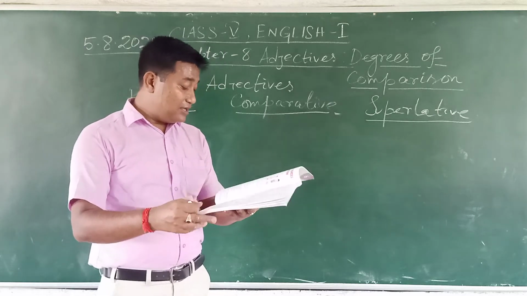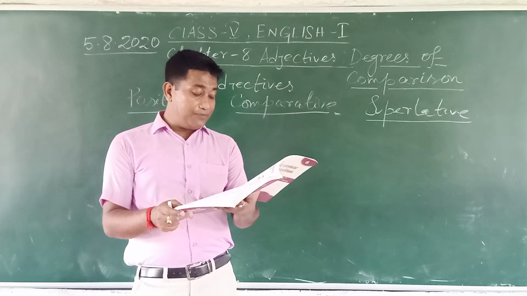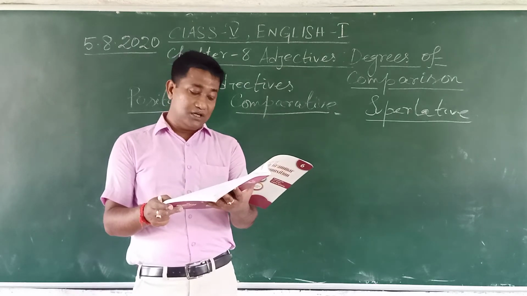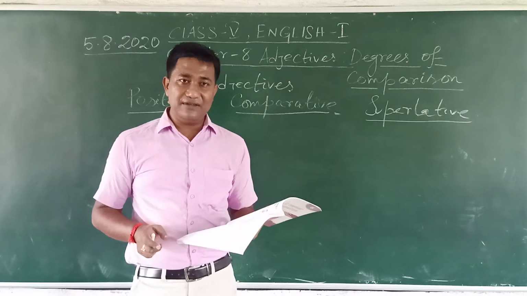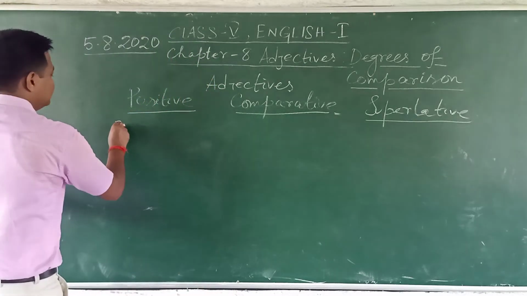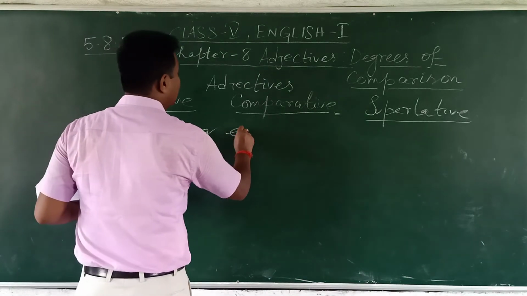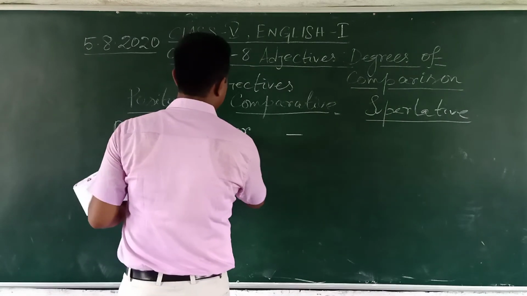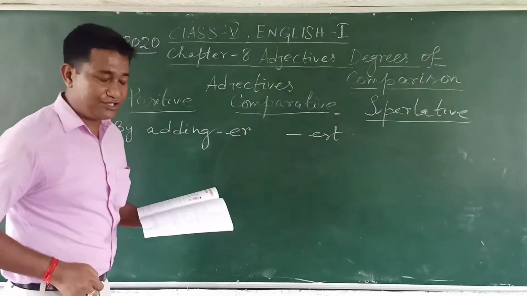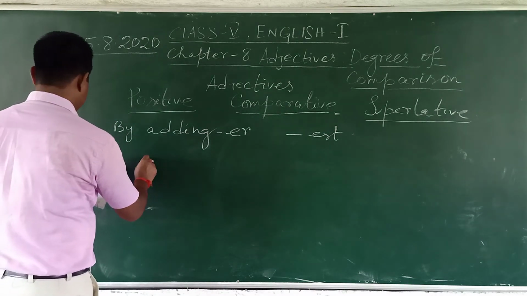What has been given? Rule number 1, formation. Most adjectives form their comparative degree by adding er and their superlative by adding est to the positive. So whatever has been given, we have to add er and est: er for the comparative degree and est for the superlative. The positive is clever.